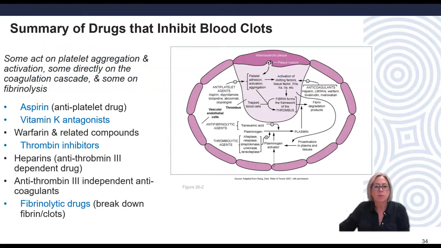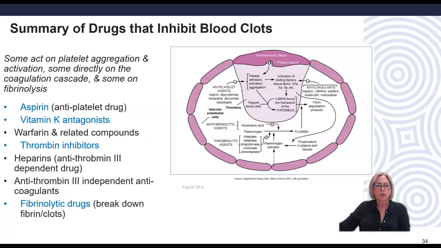So if we now look at a summary of drugs that inhibit blood clots, right? Here we've got a cross section of a blood vessel with an atherosclerotic plaque. You can see the plaque rupturing there. That's going to stimulate platelet adhesion, activation, aggregation, formation of that platelet plug. And then we have activation of clotting factors, the clotting cascade, and the formation of the thrombus.